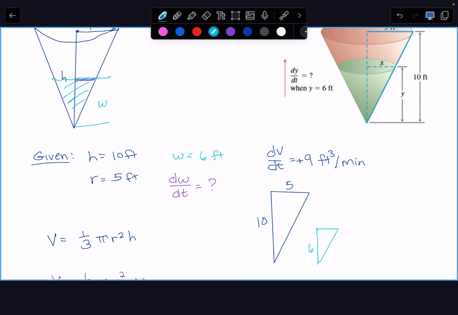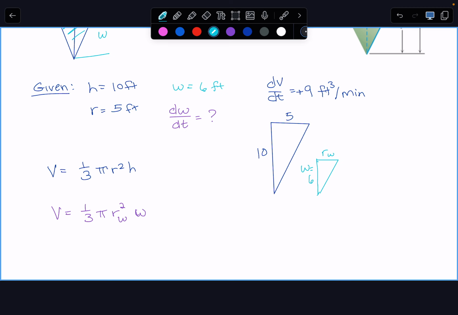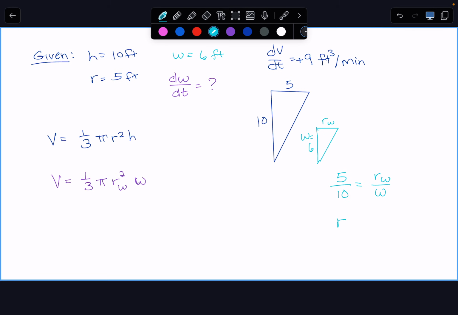Yeah, they're similar triangles. So I can say that the ratio of any of those sides is going to be the same, right? This right here is r, and this is actually my w over here. It just happens to be equal to 6 at the time we're looking at. So I can say 5 over 10 is equal to r over w. And that means that r is equal to 1/2 w. Does that make sense? At any time.